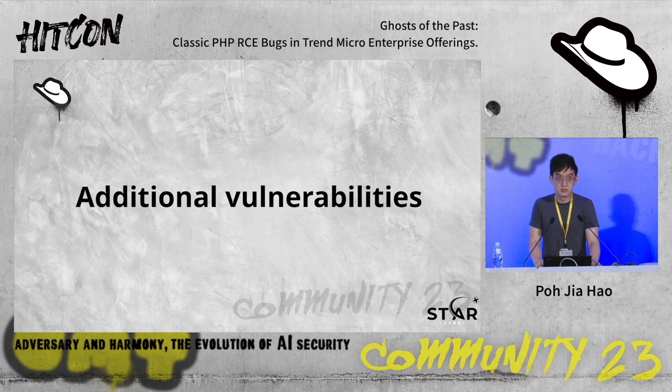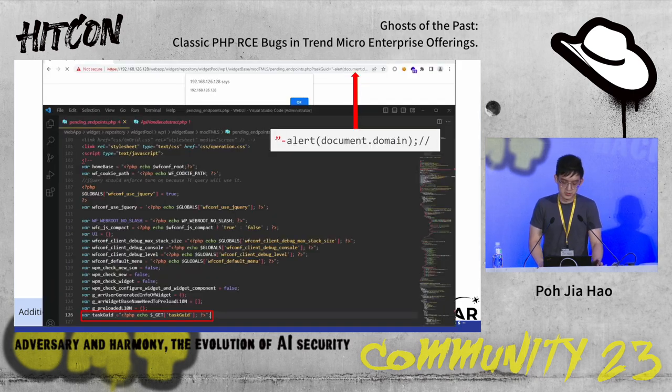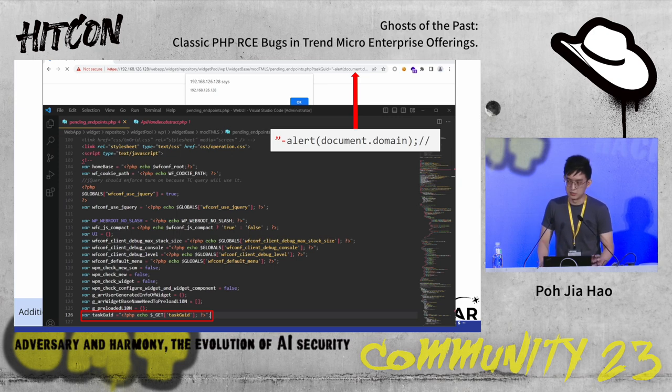Okay, next up, let's take a look at a few other bugs that I found in these applications. Surprisingly, there are a lot of straightforward things for XSS. As seen from this example, there's basically no sanitization. The value of the incoming server ID parameter is directly echoed in the server response. So this was found in some endpoint which was eventually removed. Another one, this is also another straightforward one.